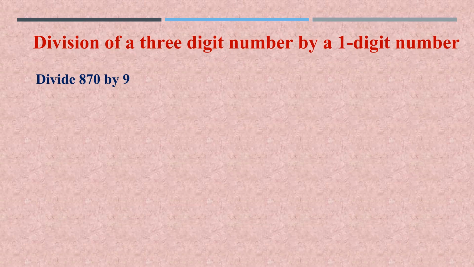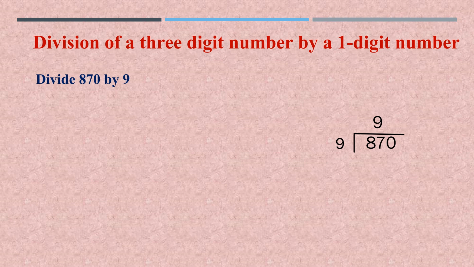Now let us divide a 3-digit number by a 1-digit number. Divide 870 by 9. 870 divided by 9. So first look at hundreds place. 8. It is less than 9. So we take hundreds place and tens place together. That is 87. Now look how many times 9 is there in 87. So 9 nines are 81. Very good. So write 9 in quotient place.